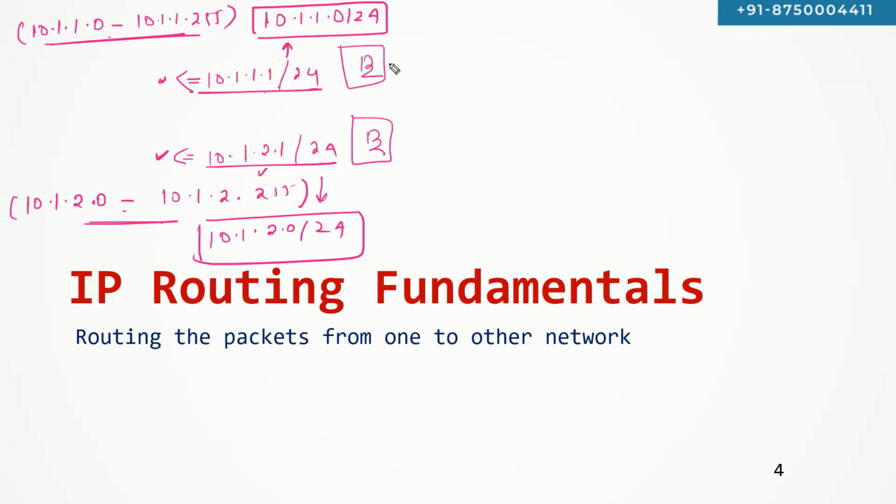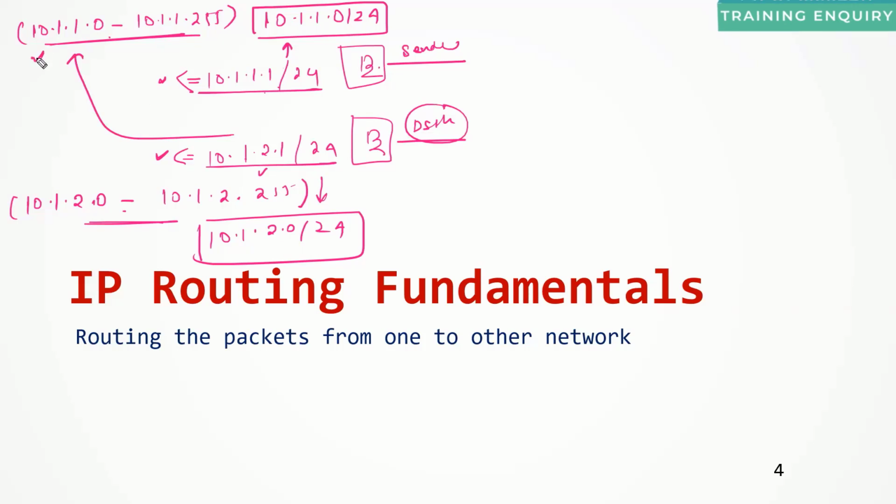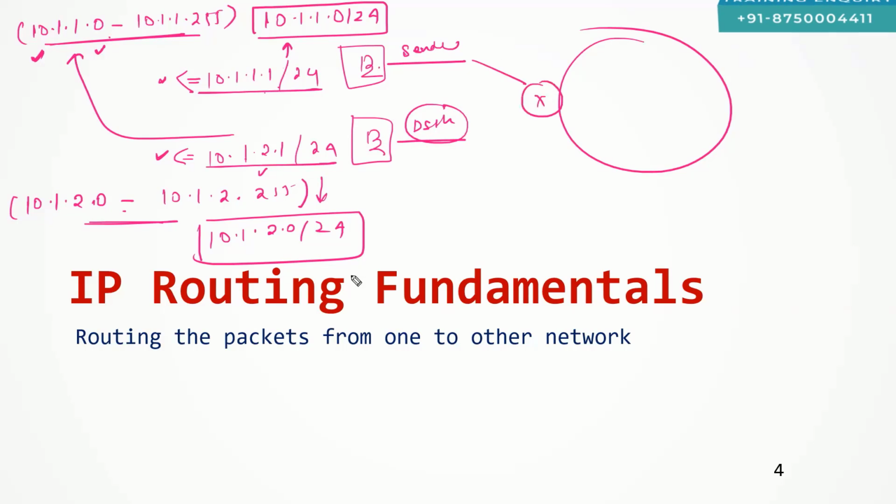So if I want to go from one device to another device, this sender is going to see that I want to reach this destination, and this destination IP does not come in my range. This destination IP does not belong to my own network. That means I cannot reach there. If the destination is not in my own subnet, I cannot reach there directly. I need to go towards a device which is responsible to forward the packet from one network to another network.